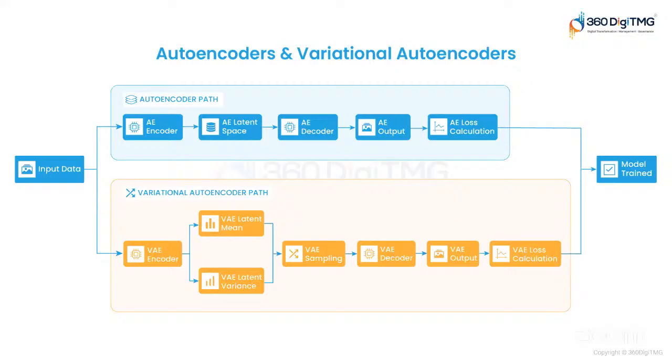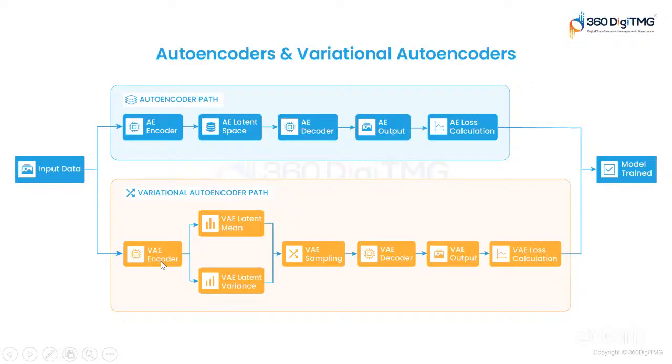Then we have variational autoencoders. What is the difference here? A variational autoencoder learns not just a single latent representation, but a distribution. It uses sampling and reparameterization tricks. So how does it work? Firstly, we have the variational encoder.